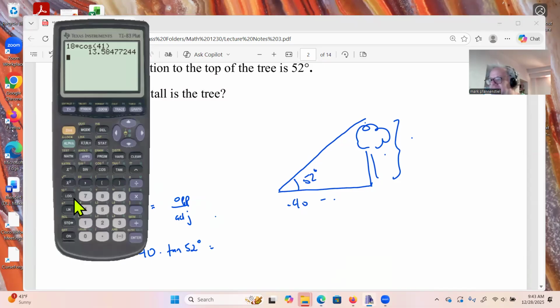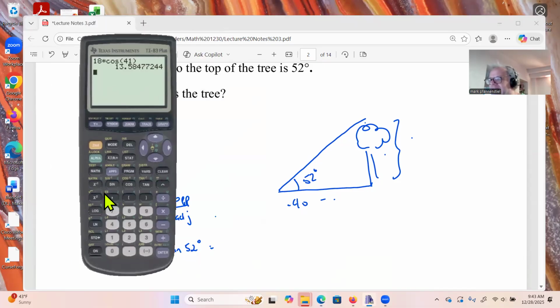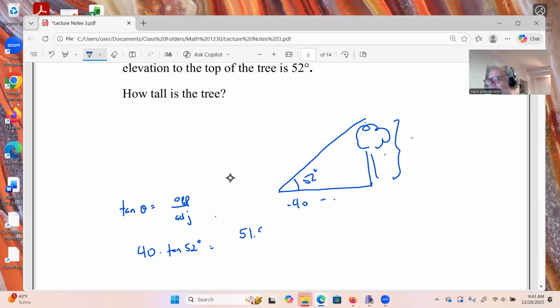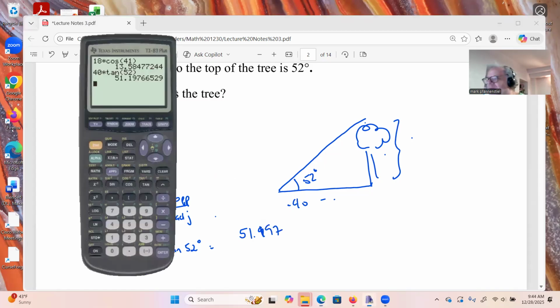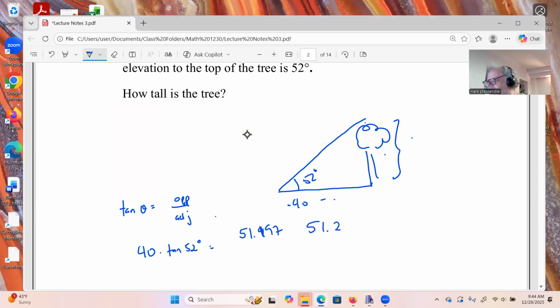So we have to type it in. We have 40 times the tangent of 52 degrees. And you don't have to put the end parentheses on there, but you can if you'd like. And we say, okay, this is going to be 51.197, I believe. Again, we'll round this to two decimal places. So this is going to be 51.20 feet, the height of this tree.